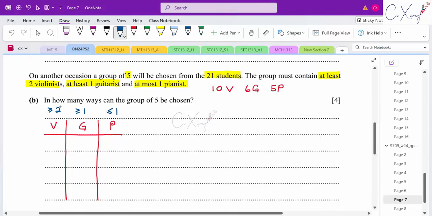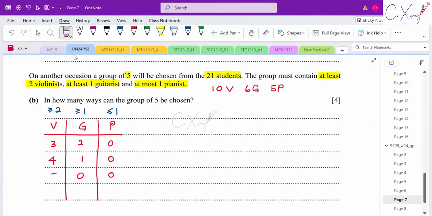Okay, so what I want to do is start from 0 pianists first, because they say at most 1 pianist only. If I have 0 pianists, I will have either 3 violinists and 2 guitarists. This is the first case. If I have 0 pianists, I might also have 4 violinists and 1 guitarist. Can I have 0 pianists with 0 and 5? This does not fulfill the condition, because you must have at least 1 guitarist. Therefore, there are no more possible cases when you have 0 pianists.